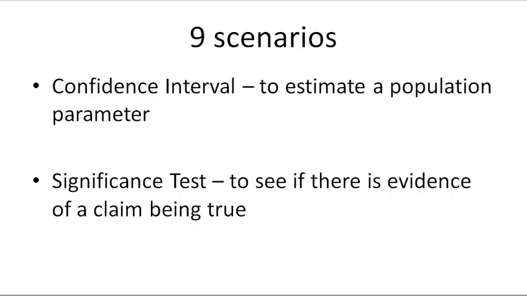All right, now that we've recalled what inference is all about, I want to make sure you understand that there are 9 different scenarios, 9 different types of problems that could pop up, all dealing with inference. They relate to either a confidence interval or a significance test. So remember, a confidence interval is when we're trying to estimate a population parameter. And again, we don't know what those values are. We're trying to find the true p, or we're trying to find the true mean mu. We don't know what they are, so we're trying to use a sample to estimate them.